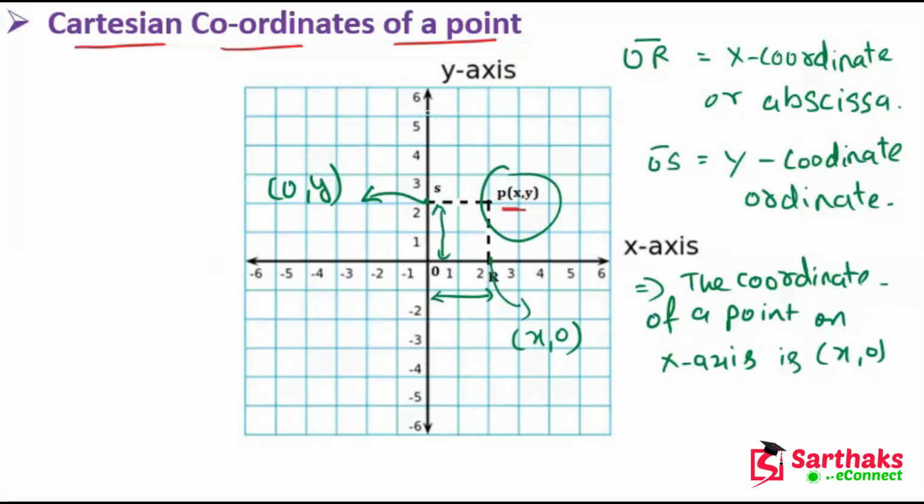Now let's talk about this point, this is 1 2 3 4. Its x coordinate is 0 and y coordinate is 4. For this other point, 1 2 3 4, its x coordinate is 4 and y coordinate is 0. So this is the concept of Cartesian coordinates of a point. I hope you understand these things.